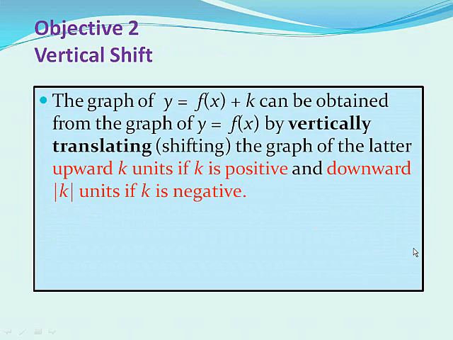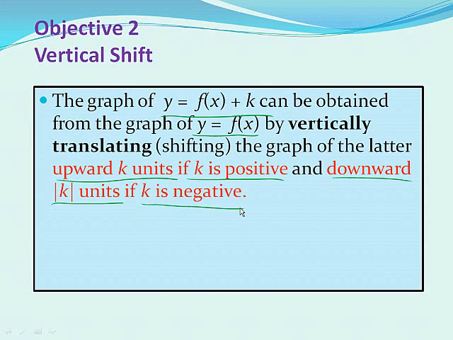Vertical shift. The graph of y equal to f of x plus k can be obtained from the graph of y equal to f of x by vertically translating the graph of the latter upward k units if k is positive and downward absolute value k units if k is negative.